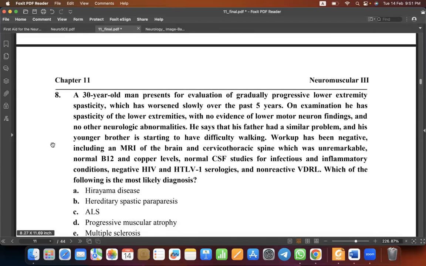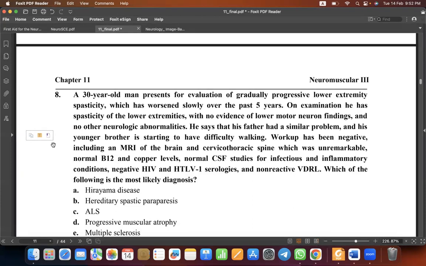Now, next question. Oh, thank God, there is no answer given. A 30-year-old man presents for evaluation of progressive lower extremity spasticity, which worsened over the last 5 years. So young onset spasticity, 5 years. There is spasticity of the lower extremities, no lower motor neuron findings. So there is no evidence of lower motor neuron findings. So it's absolutely upper motor, no other neurological findings.